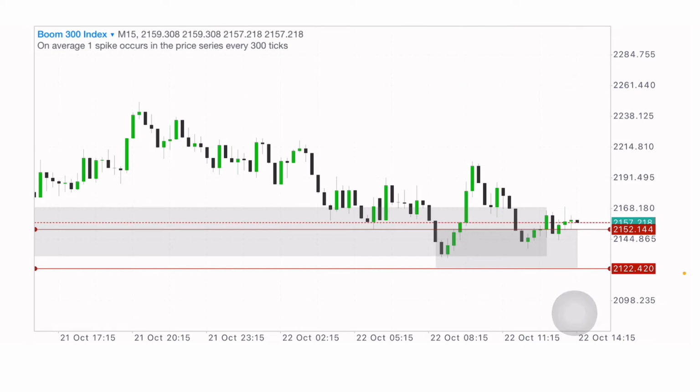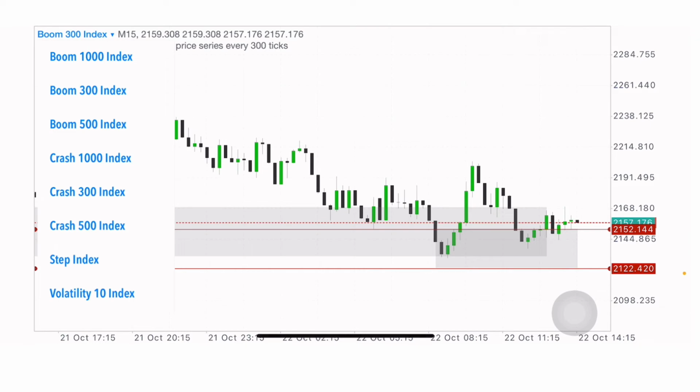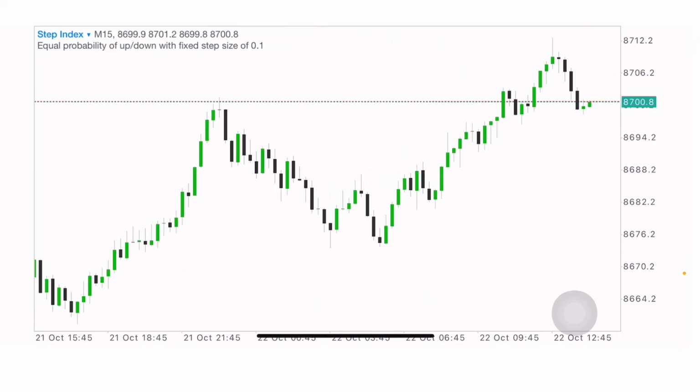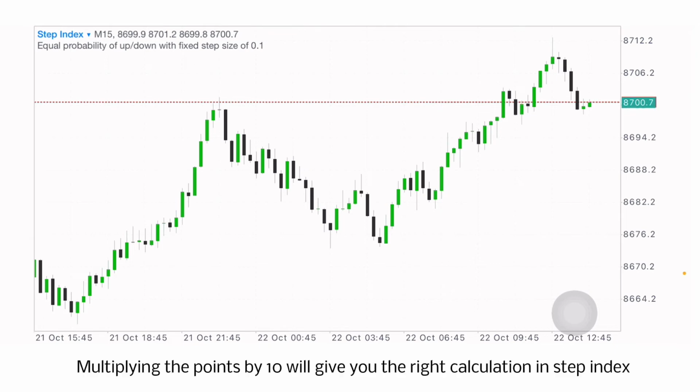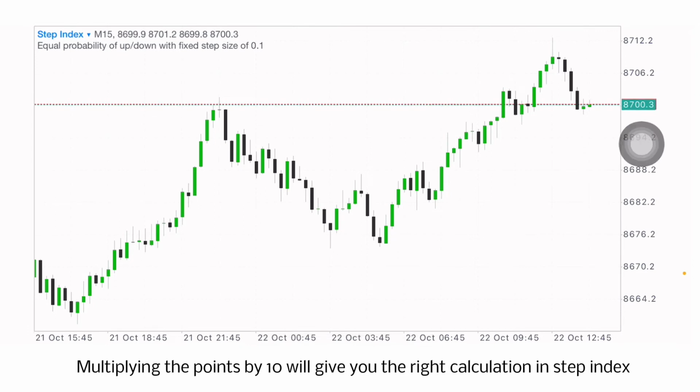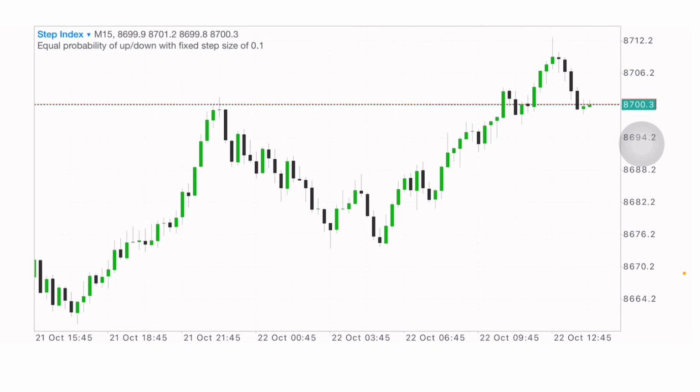Now the calculation for all of the pairs in synthetic indices is the same except step index. For step index, it's actually up by a multiplication of 10. So whatever calculation you do here in step index, it's multiplied by a factor of 10. I don't know why it's designed like this, but if you do the mathematical calculation, you will see that it's up by a factor of 10.